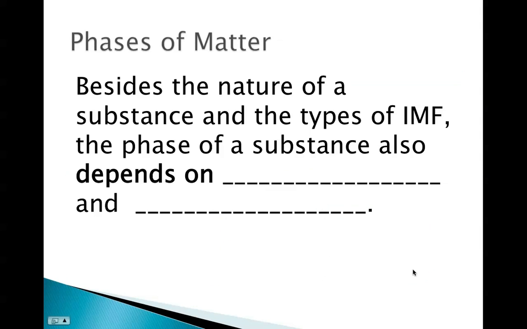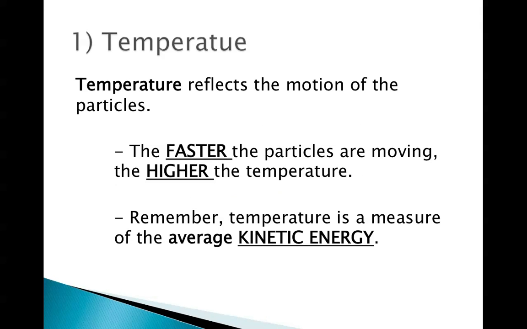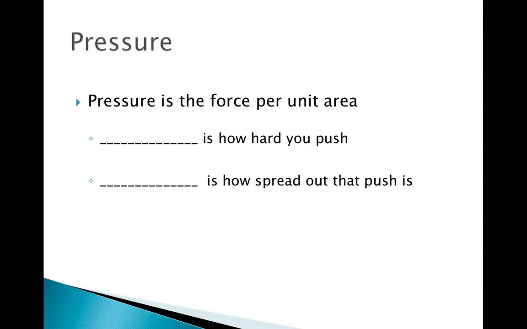Now, besides the nature of a substance and the types of IMFs, the phase of a substance also depends on temperature and pressure. So let's talk a little bit about what those mean. Remember, we've already discussed temperature way back in September. Temperature affects the motion of the particles. The faster the particles are moving, the higher the temperature. Because remember, temperature is really a measure of the average kinetic energy, and kinetic energy means motion.